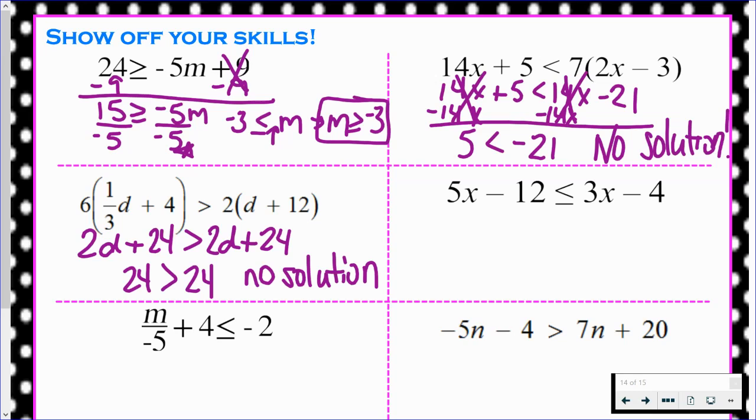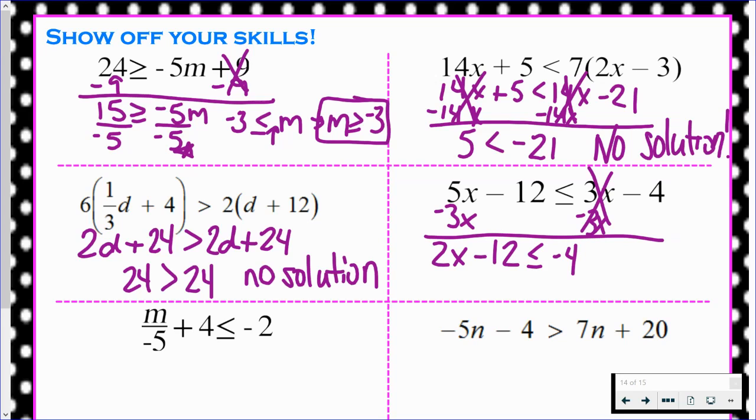Okay, the fourth practice problem, I'm going to subtract 3x. I'm left with 2x minus 12 is less than or equal to negative 4. I'm going to add 12. Now I'm left with 2x is less than or equal to 8. x is less than or equal to 4.